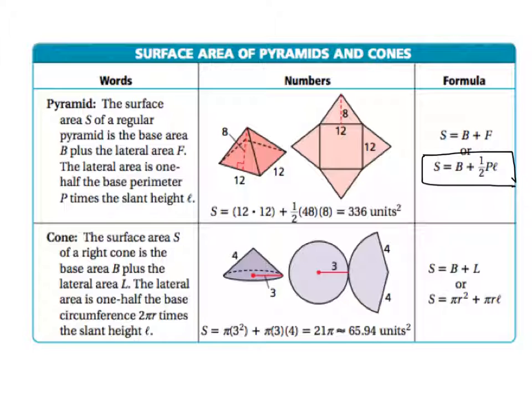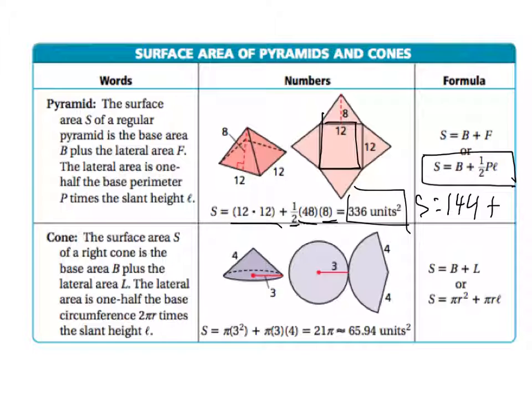So what we have to do for the equation is surface area is equal to base, which is 12 times 12, so 144, plus 1/2 times the perimeter, which is 12 plus 12 plus 12 plus 12, which is 48, which is shown right here, times 8, which is the slant height. And that's going to get us 336 units squared. Remember, it's squared because we're talking about surface area.